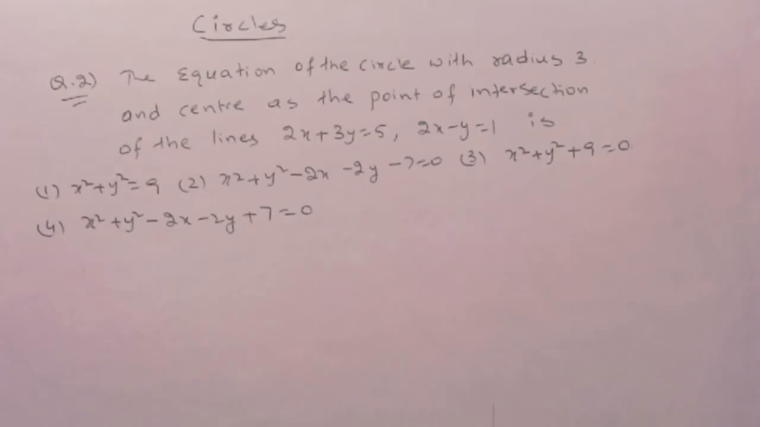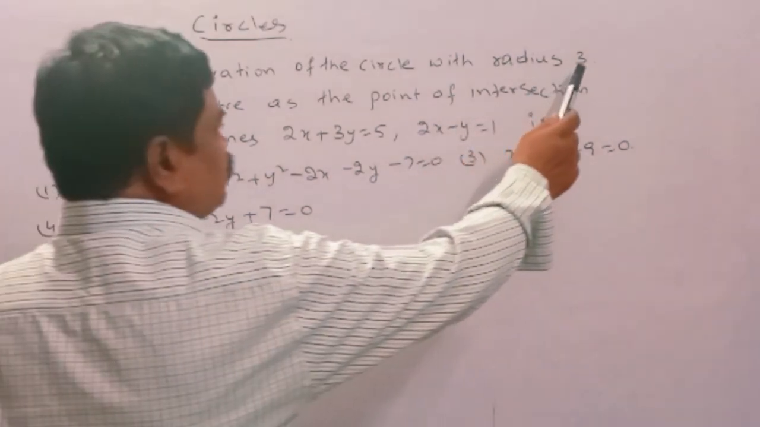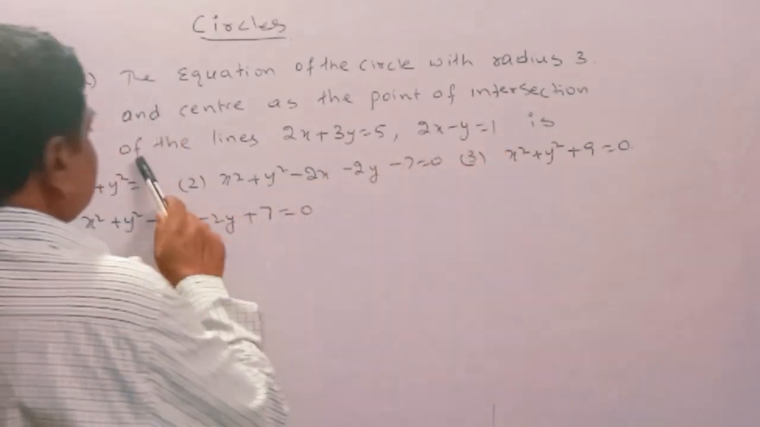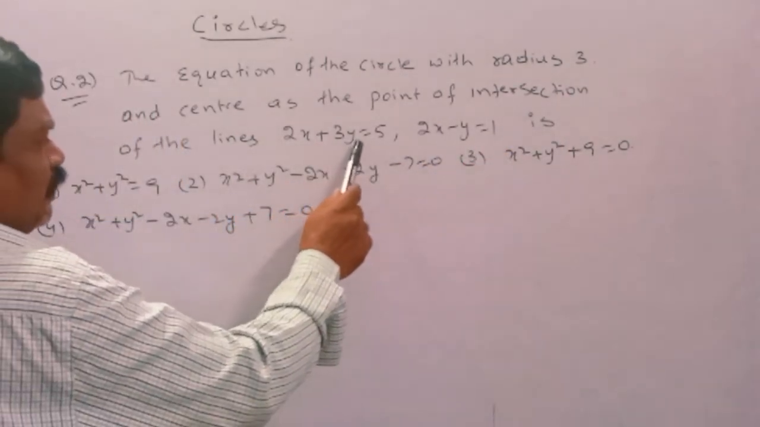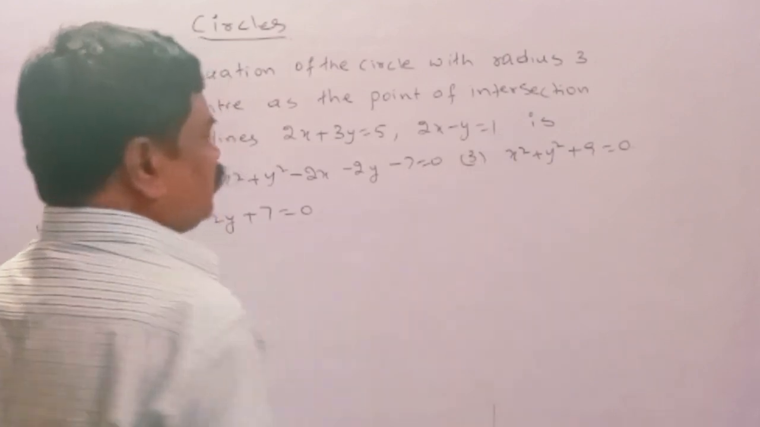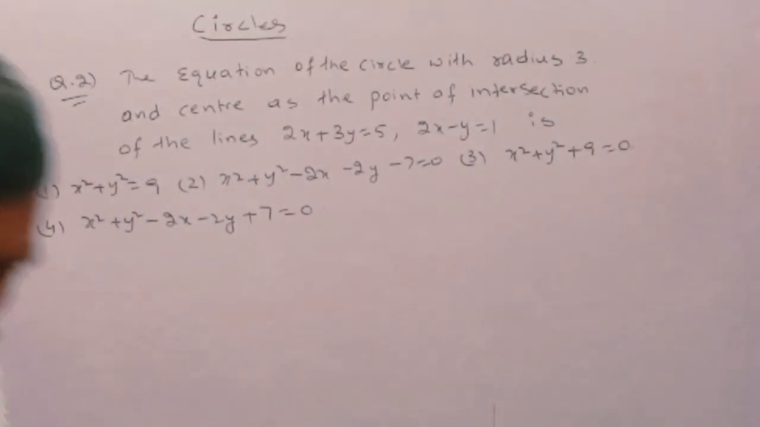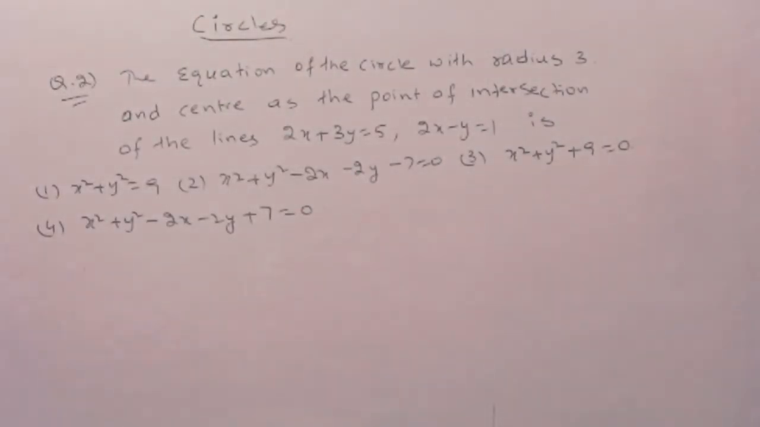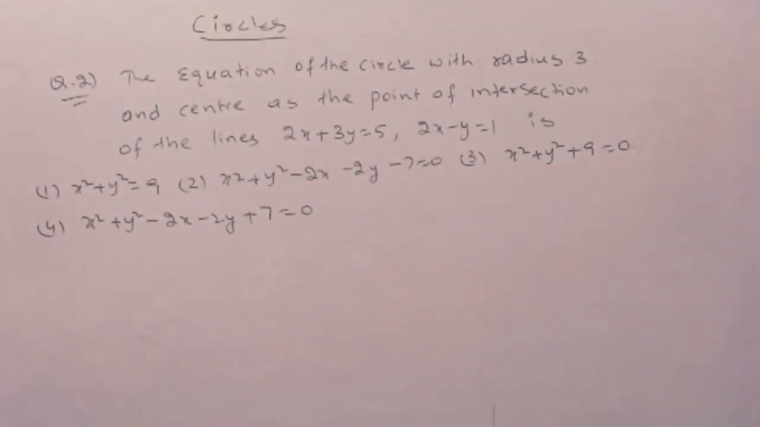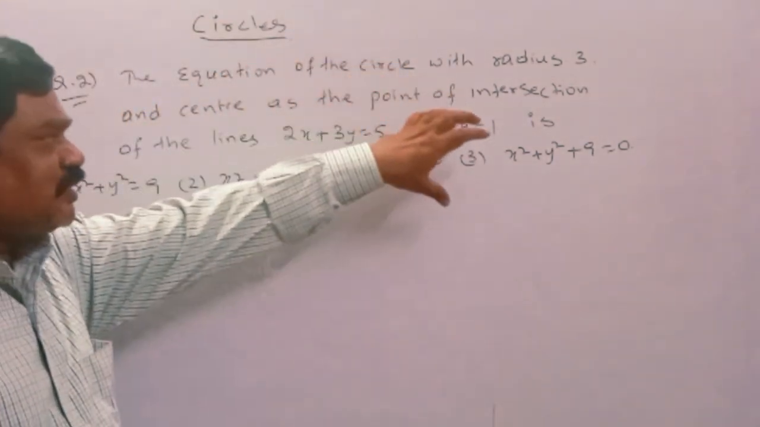Here we have one more problem. The equation of the circle with radius 3 and center as the point of intersection of the lines 2x plus 3y is equal to 5, 2x minus y is equal to 1 is. So we have to find the equation of the circle, and the radius is given.